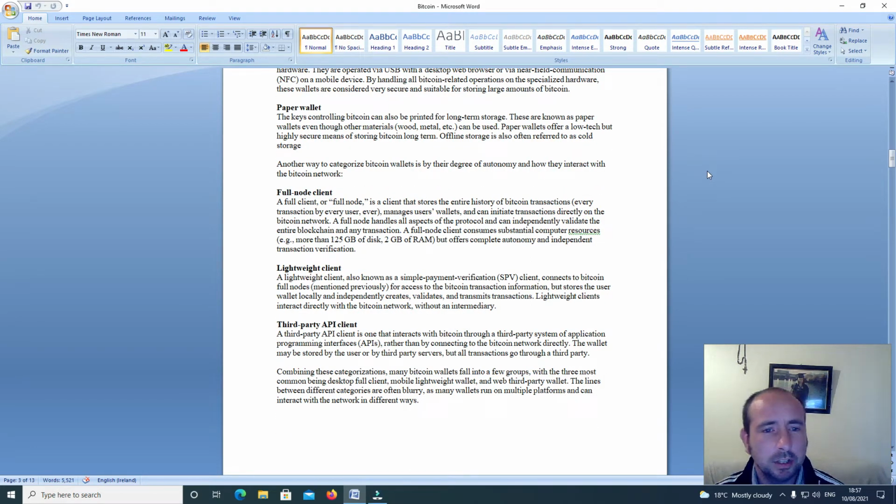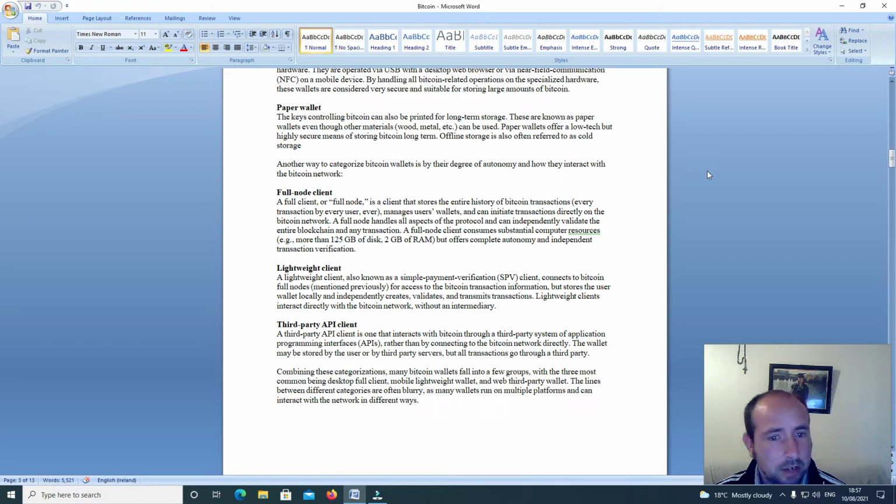Paper wallet. The keys controlling Bitcoin can also be printed for long-term storage. These are known as paper wallets, even though other materials, such as wood or metal, can be used. Paper wallets offer a low-tech but highly secure means of storing Bitcoin long-term. Offline storage is also referred to as cold storage.